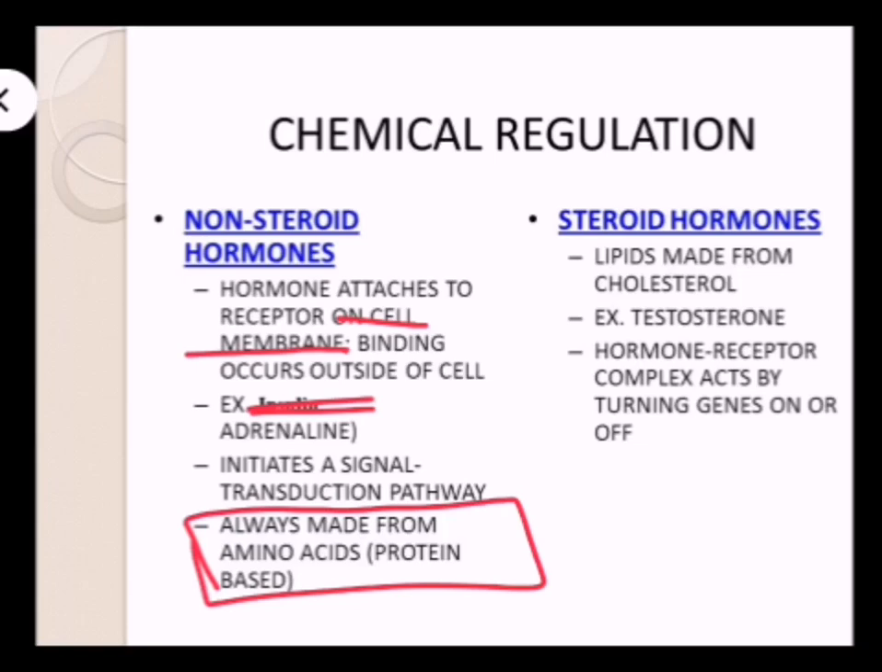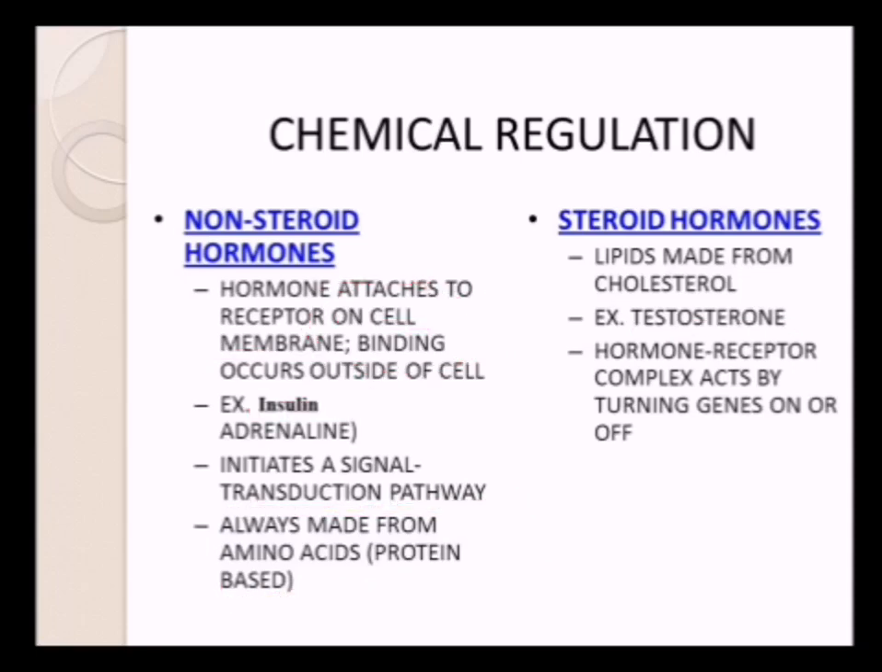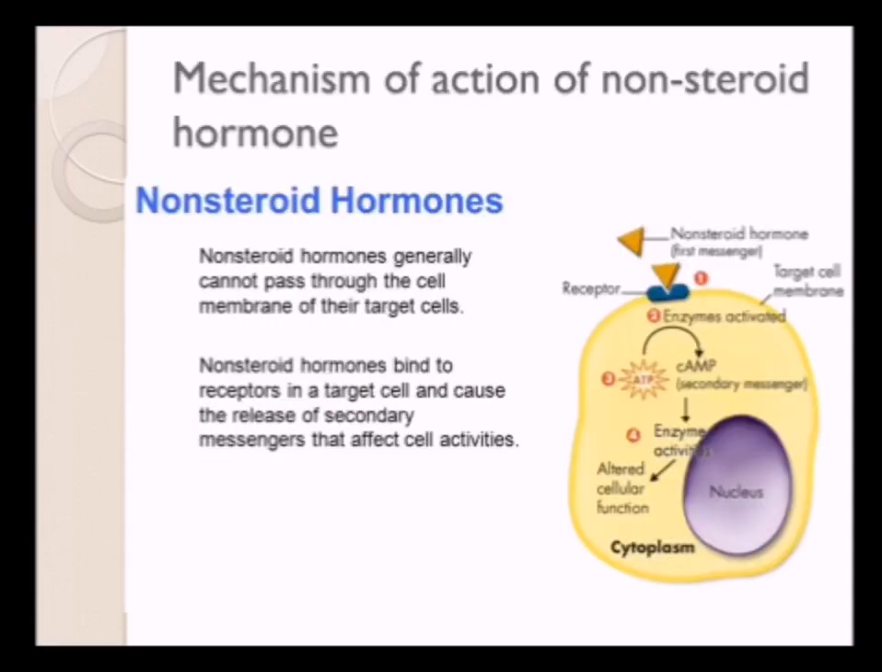Whereas steroid hormones, such as sex hormones, testosterone in males, estrogen and progesterone in females, are made from cholesterol. Because of that, they are called steroid. And those hormones have receptors that are found inside the cell and not on the cell membrane as with the non-steroid hormones. Now, what about the mode of action or the mechanism of action of steroid and non-steroid hormones?